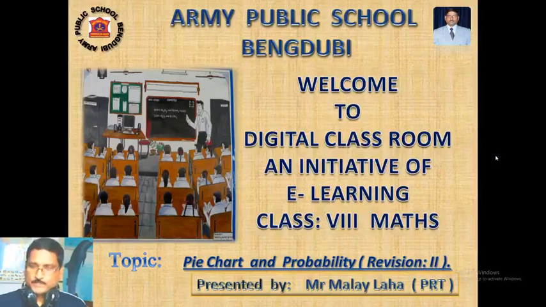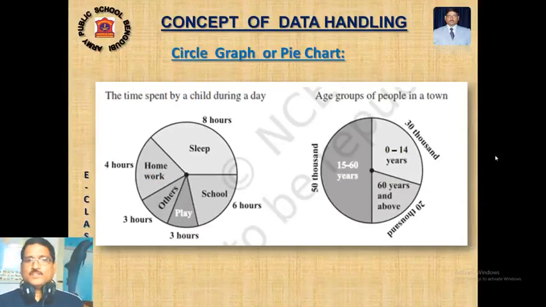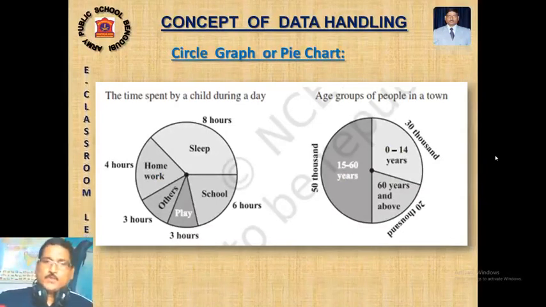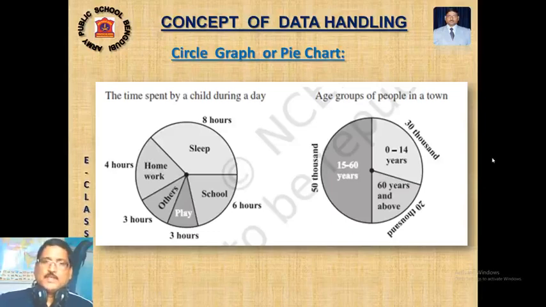Okay, let's see. Circle graph or pie chart. What is it? When any complete information we represent within a circle, that procedure is called circle graph or pie chart. As for example here, time spent by a child during a day. During a day means what? 24 hours in a day. So that means how the 24 hours are being utilized by a student or by a child.